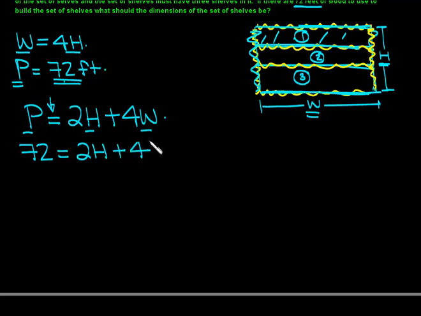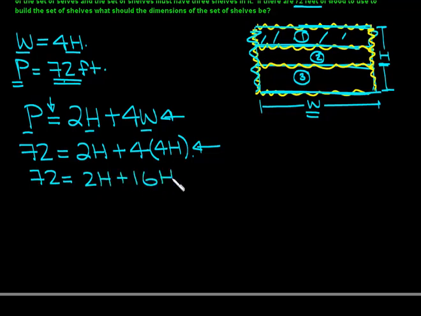According to this, the width is 4 times the height. So it's 4H. That's good, because now this equation, which had 3 unknowns, only has 1. We know how to solve that. We want all the variables on one side, but before we do that, we want to get rid of the parentheses. So let's multiply and get rid of those parentheses, and then make sure all the variables are on one side. So we get plus 16H.